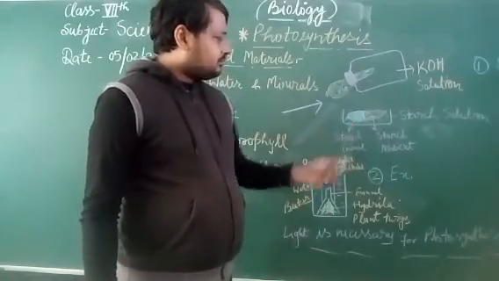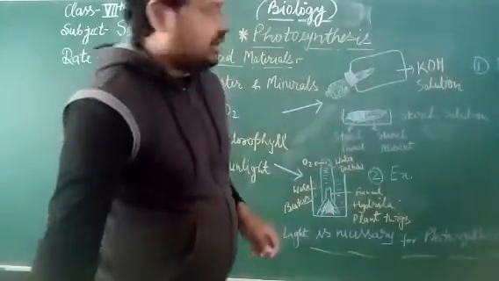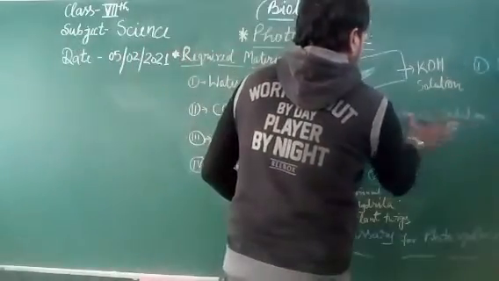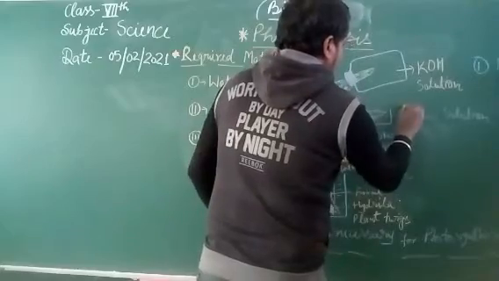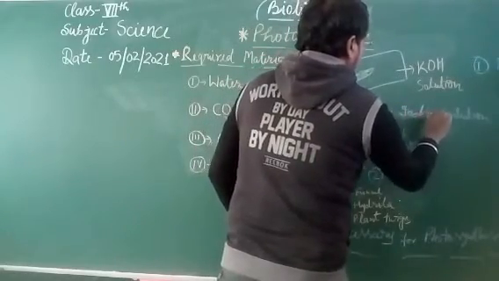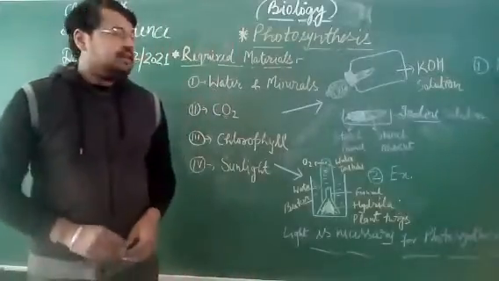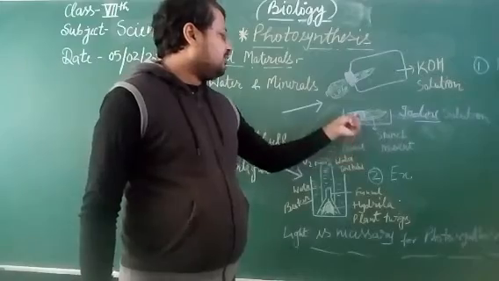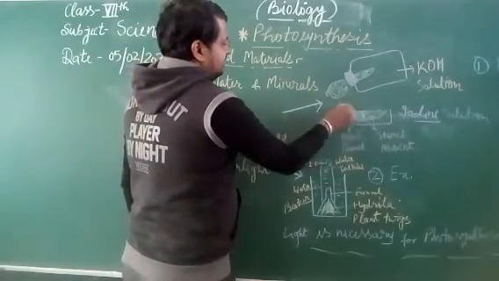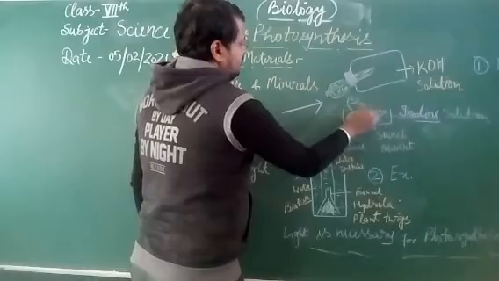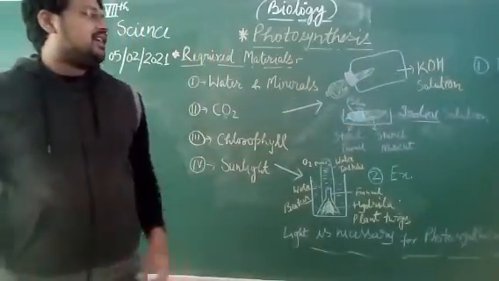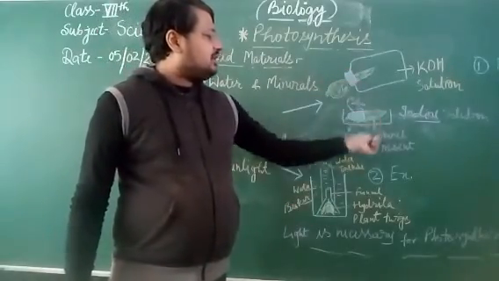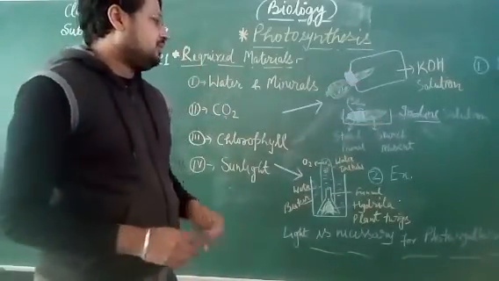then, this is iodine solution. Iodine will form a blue color where starch is present. And where starch is not made due to the unavailability of CO2, there will be no blue color.